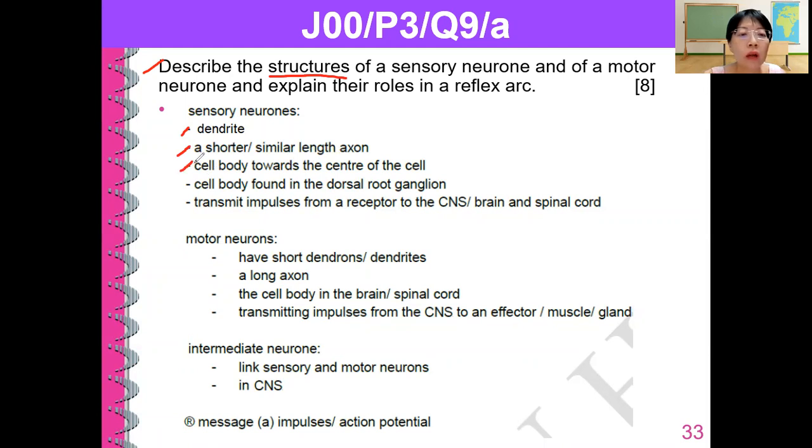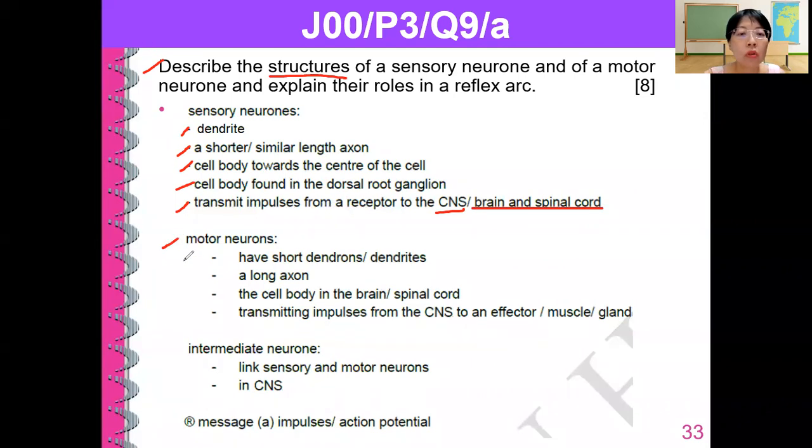Then there will be the cell body, which is located more towards the center of the cell. Okay, then the cell body is located in the dorsal root ganglion. So the function is to transmit electrical impulse from a receptor to the CNS, or the brain and spinal cord. See, CNS is made up of the brain and spinal cord. So either you write your answer as CNS or brain and spinal cord.